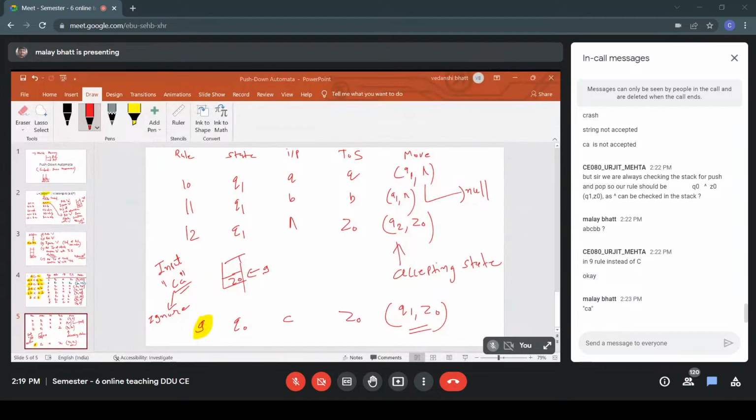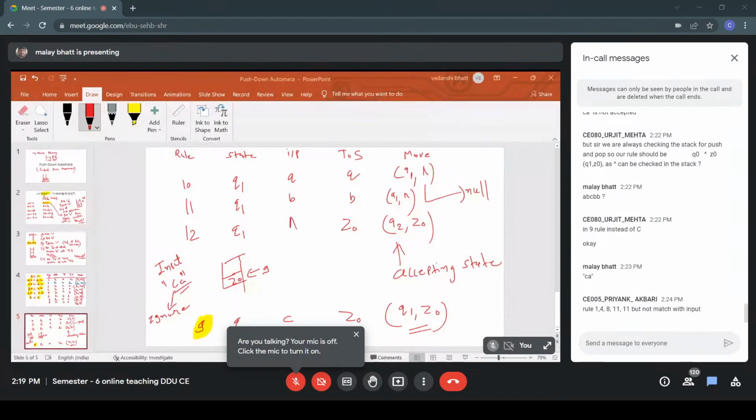Okay, so can you tell the sequence of rules for this: A, B, C, B, B?